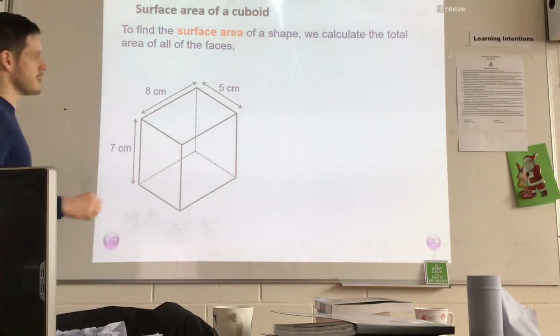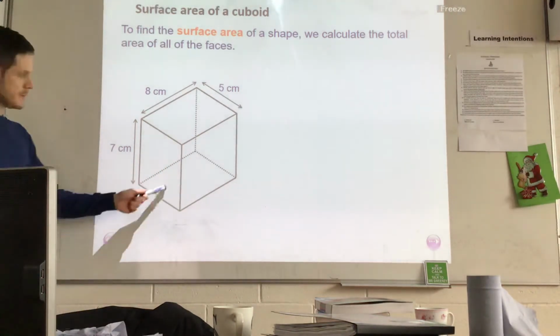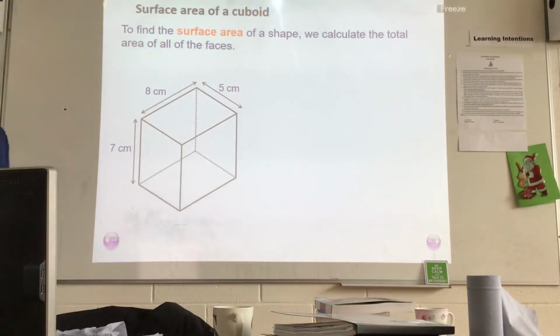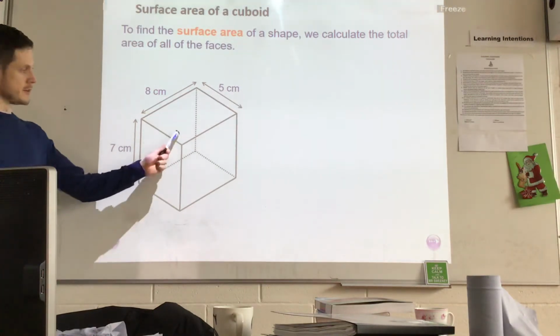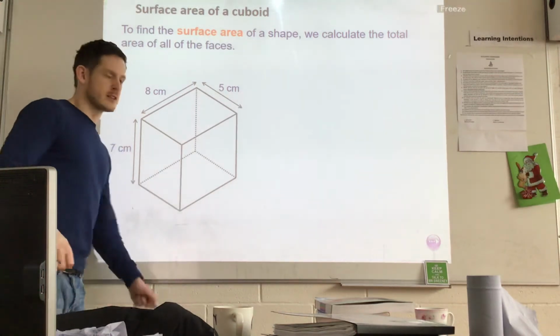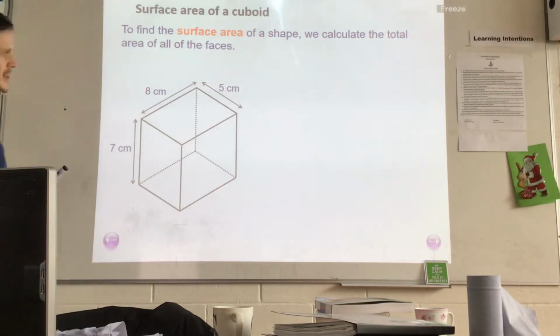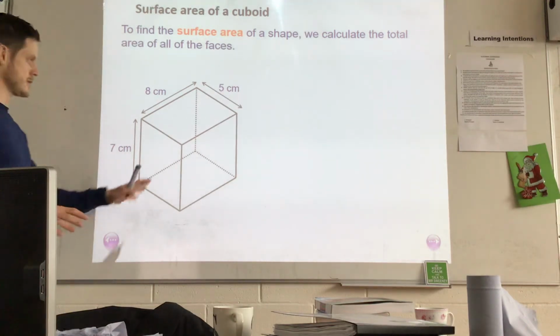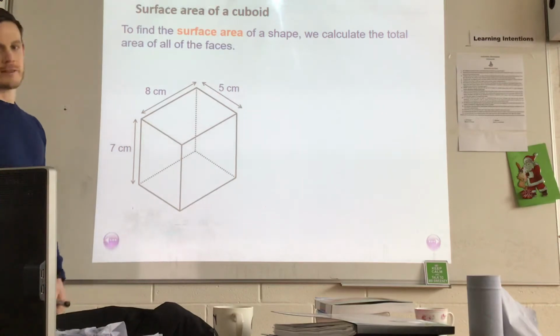Now we have to remember a couple of things. The top and the bottom are the same. Right? The front and the back are the same. And the two sides are the same. So even though we've got a six-sided shape, we've got 3 pairs of 2 sides. So that cuts down on our calculations. So the first thing we're going to do here is we're going to pick one of the sides to work out the area of.